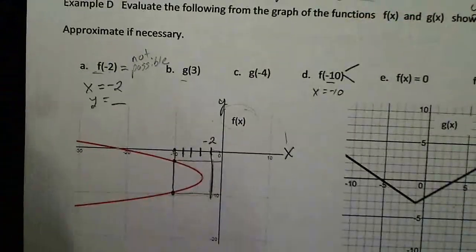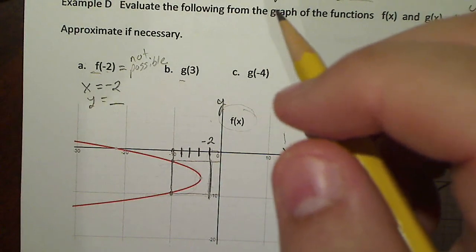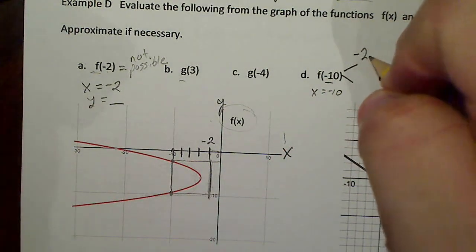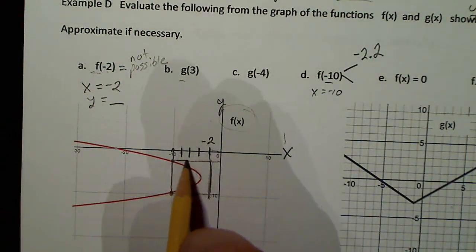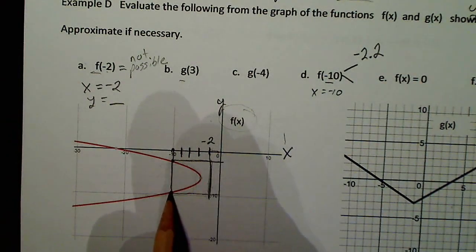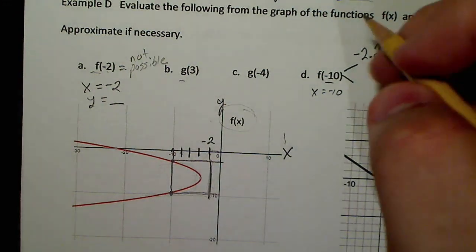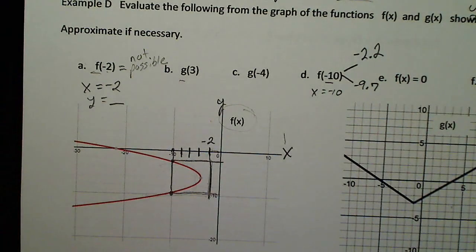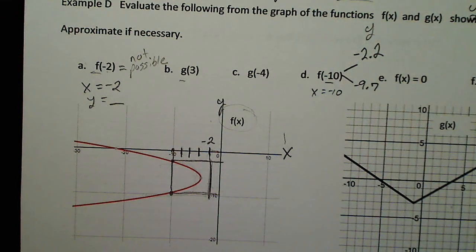And I'm going to approximate this for you. It looks like it's approximately negative, I don't know, 2.2 on the first one right here. And on this one, it looks like it's maybe negative 9.7. Okay. But that's what it's asking for. These are your y or your f of x values. Okay.